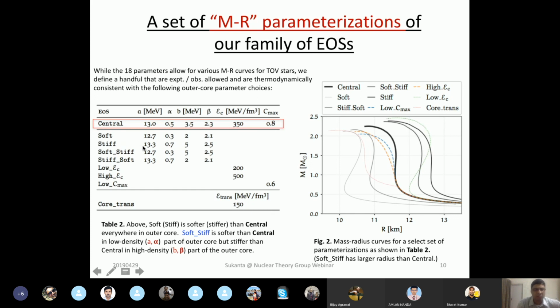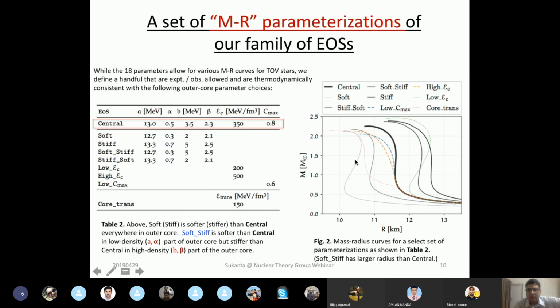Stiffer has larger values for these densities and these double polytrope coefficients compared to the central values. So 0.7 as opposed to 0.5, or 2.5 versus 2.3. On the other hand, soft-stiff has smaller values for the low density part of the equation of state and higher values for the high density part. Stiff-soft is just the opposite.